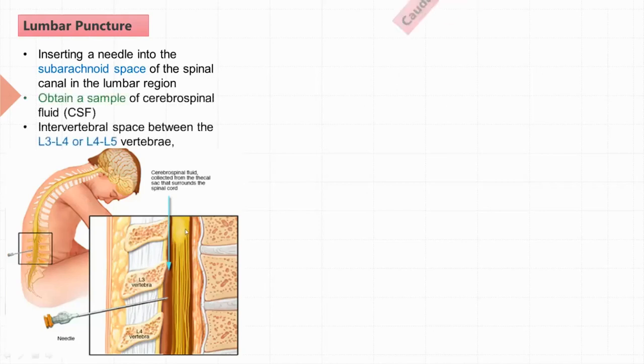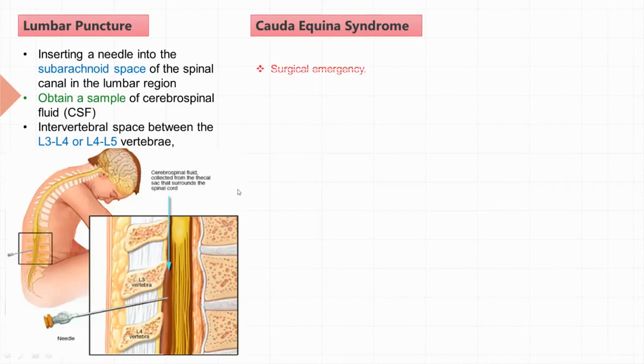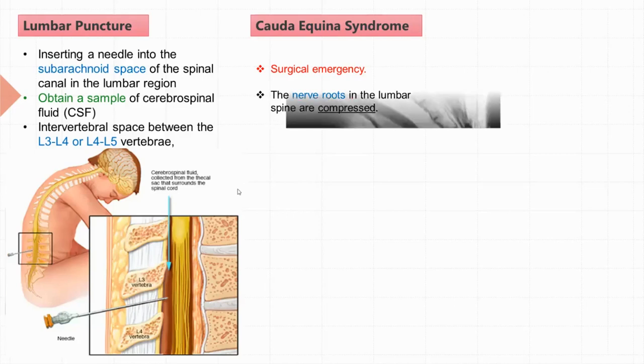All right. And the last part that I want to mention is the cauda equina syndrome. What is significant for cauda equina syndrome is that it's an emergency. It's a very rare disorder affecting the bundle of nerve roots at the lower end of the spinal cord. Cauda equina syndrome occurs when nerve roots in the lumbar spine are compressed, thus disrupting sensation and movement.